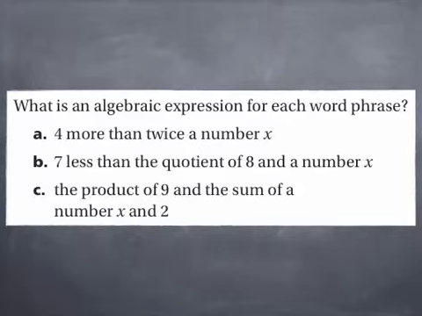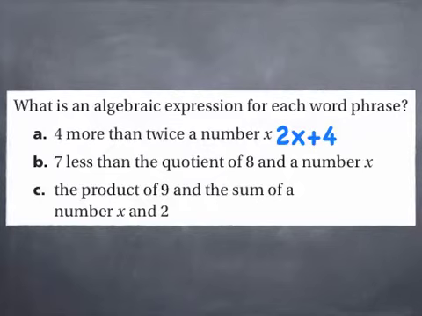The next example says, what is an algebraic expression for each word phrase? A says 4 more than twice a number x. More than indicates that we are going to be adding. Twice a number x, if we are to have twice of something, or 2 times as many, we're going to multiply by 2. This algebraic expression looks like 2x plus 4. Twice the number x, 2x, and 4 more than that, so we add 4.